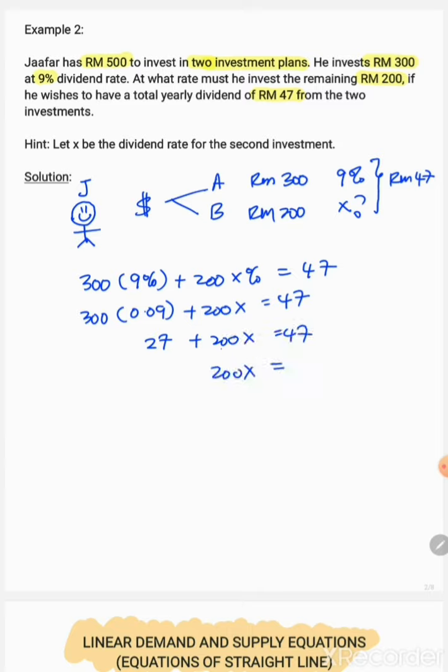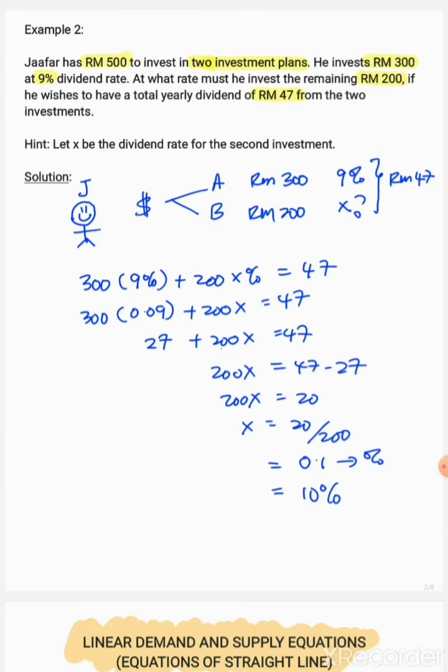200x equal to 47 minus 27. 200x equal to 20. x equal to 20 divided by 200. And that makes the total 0.1. Okay, to change this into percentage form, you have to multiply by 100. So we get here 10%. So we know that the rate for the second investment is 10%.